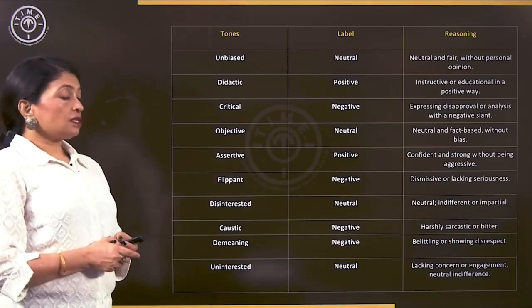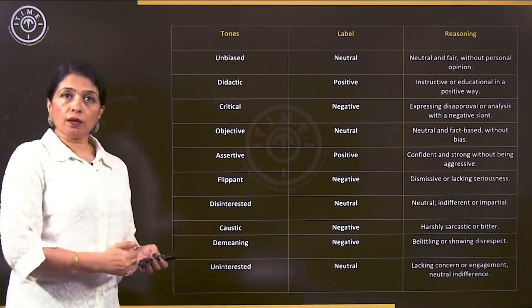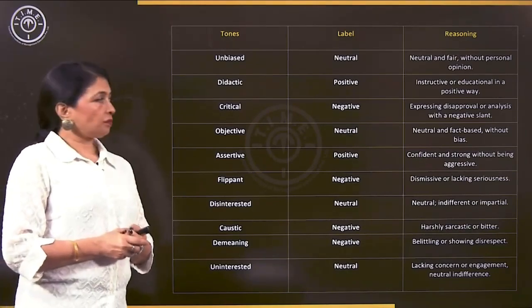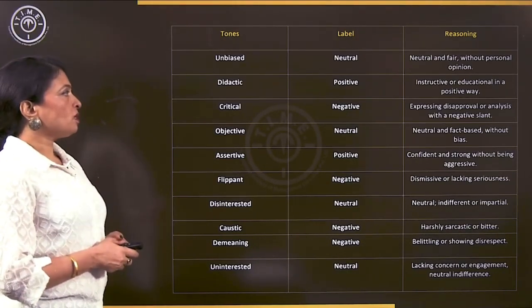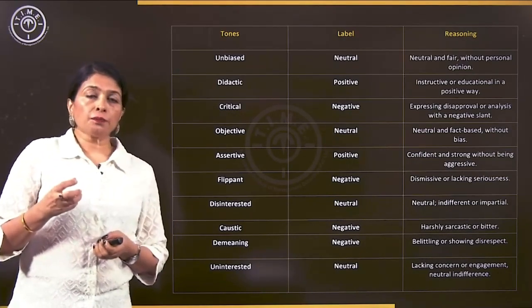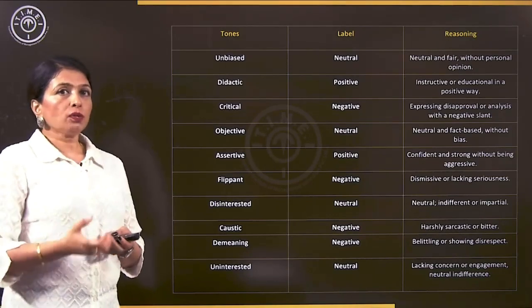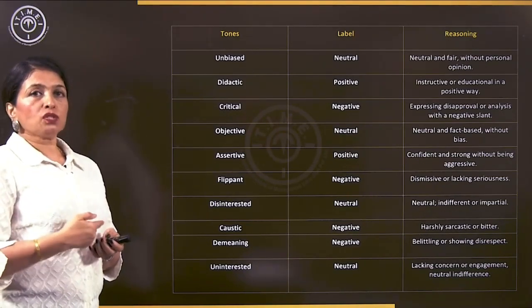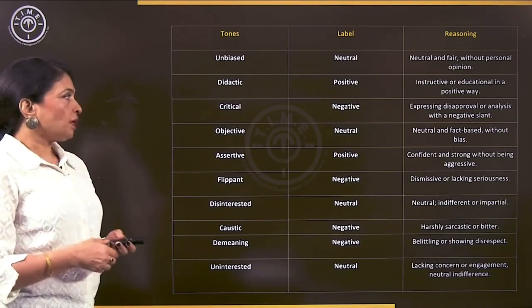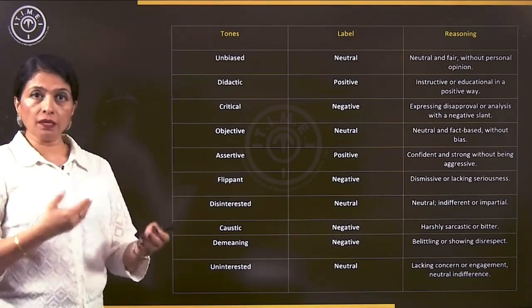Critical is certainly negative because it expresses disapproval or analysis with a negative slant, and it is more focused on the shortcomings or weaknesses in any situation, and less inclined towards anything that's positive. Objective is certainly neutral because it is fact-based and it has no bias associated. Assertive is positive because it helps the author convey anything with confidence and, of course, while being forceful but not pushy. Okay, so it is not something which is aggressive, and aggressive is negative, but assertive is certainly positive. Flippant, I told you, is something which is lacking seriousness about an issue that does need serious attention. So it can only be a negative tone.